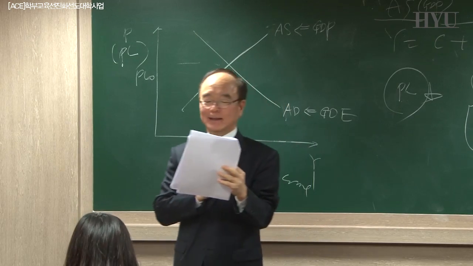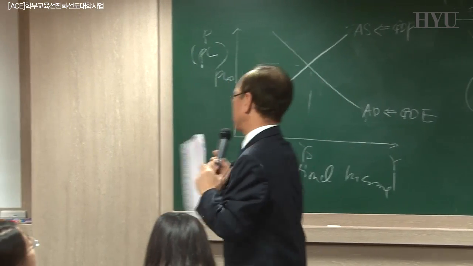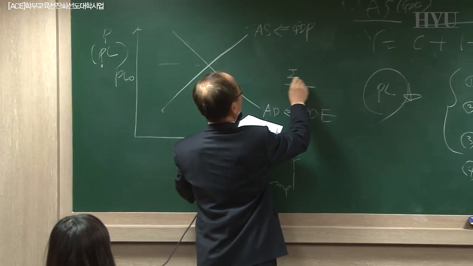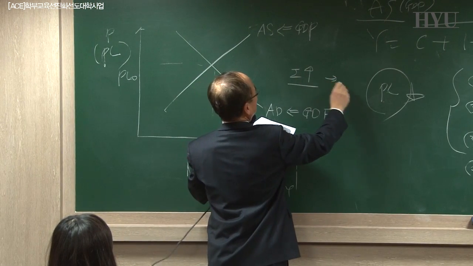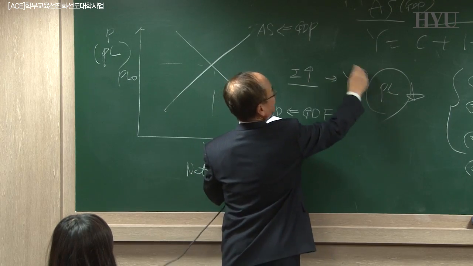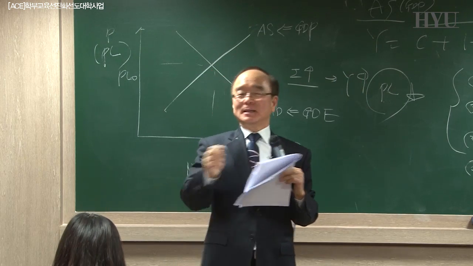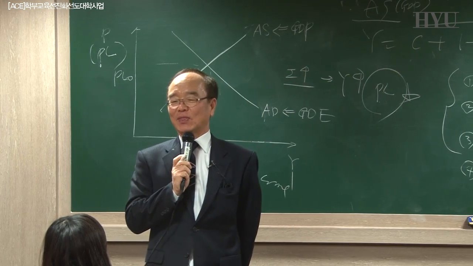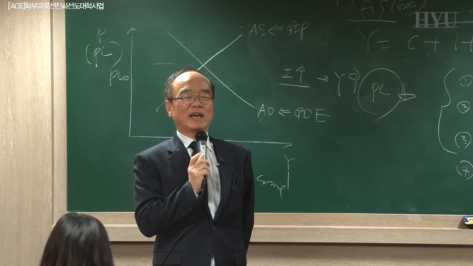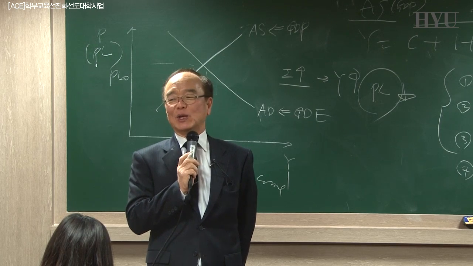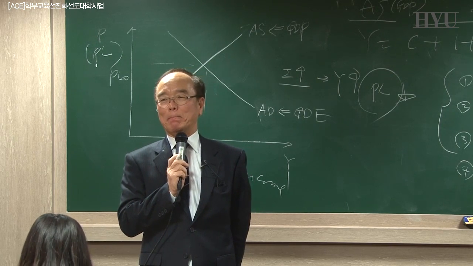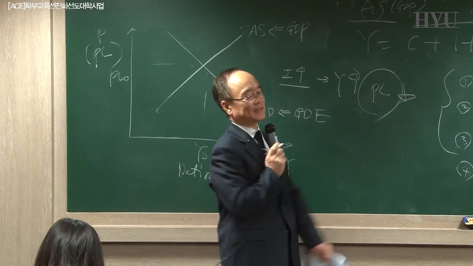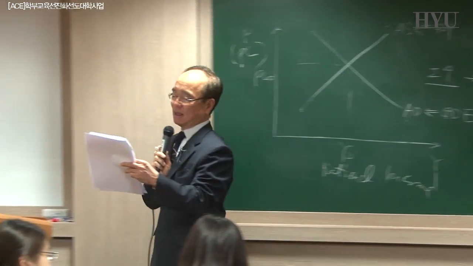So anyway, I goes up here. I goes up. Then Y goes up. The starting point was that as the price level falls, the interest rate falls, investment goes up, and Y goes up. That's a chain reaction.